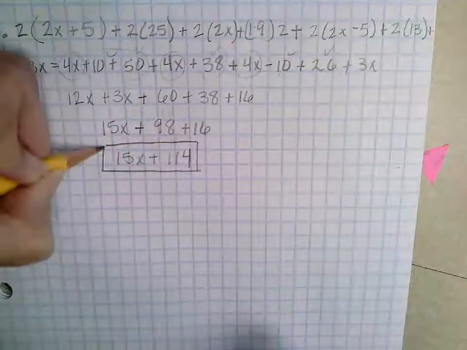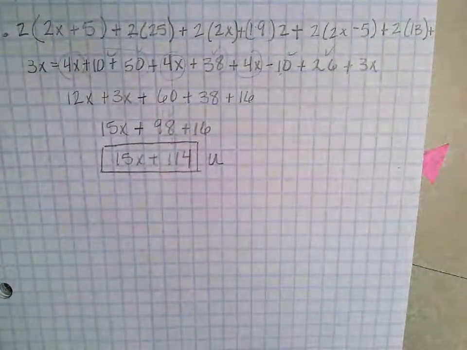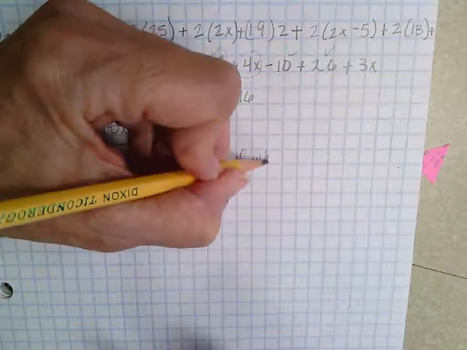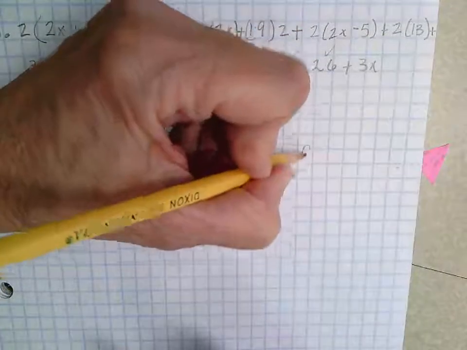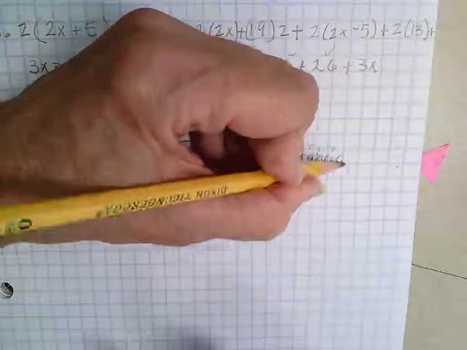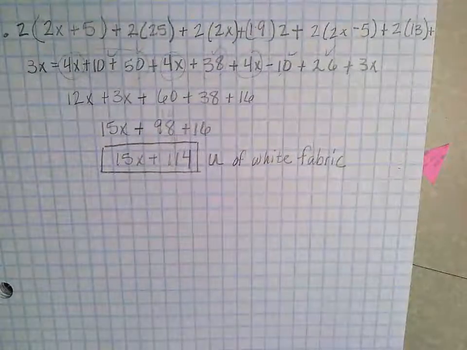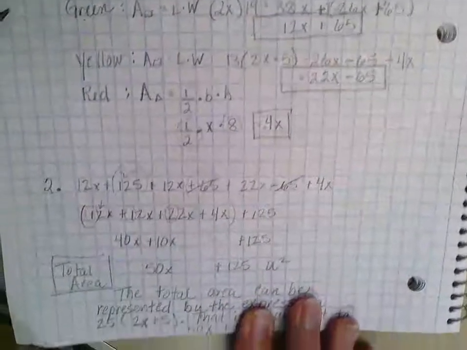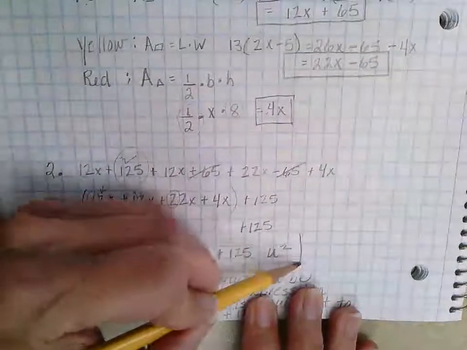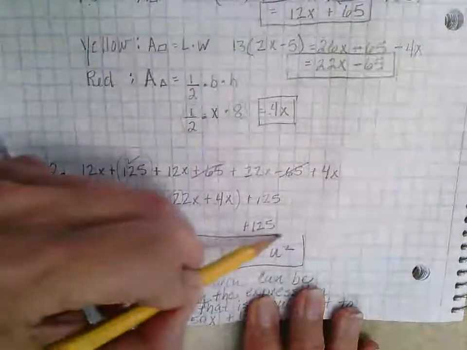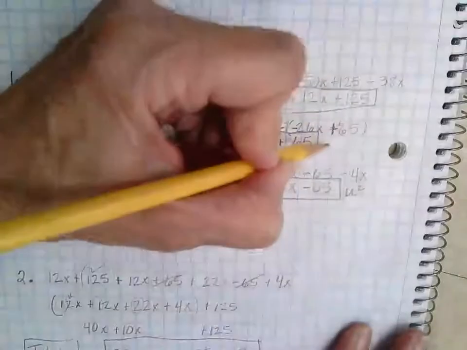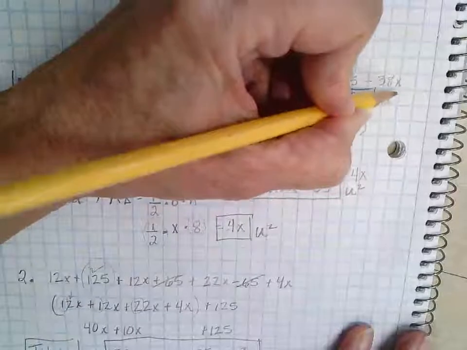So this represents the number of units of white fabric. It might be centimeters of white fabric, it might be inches of white fabric, but that represents my white fabric. I should have been much better over here, and this would be units squared for my 50x plus 125, and this is units squared, this is units squared, this is units squared, and this is units squared.